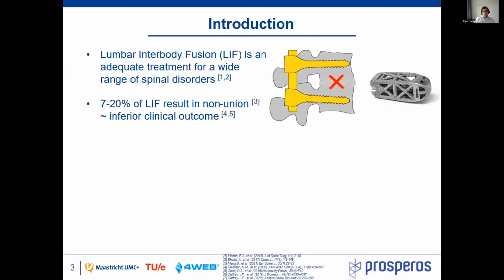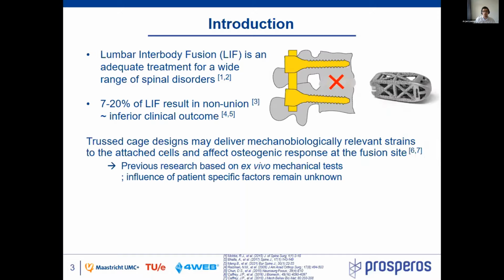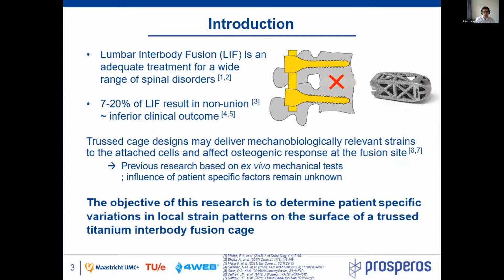And this interbody cage has this particular design as it may deliver mechanobiologically relevant strains to the attached cells and thereby affect the osteogenic response at the fusion site. However, this previous research was based on ex vivo, so laboratory tests. So the influence of patient-specific factors on these strains remains unknown. And therefore, the objective of this research is to determine the patient-specific variations in the local strain patterns on the surface on these kind of implants.